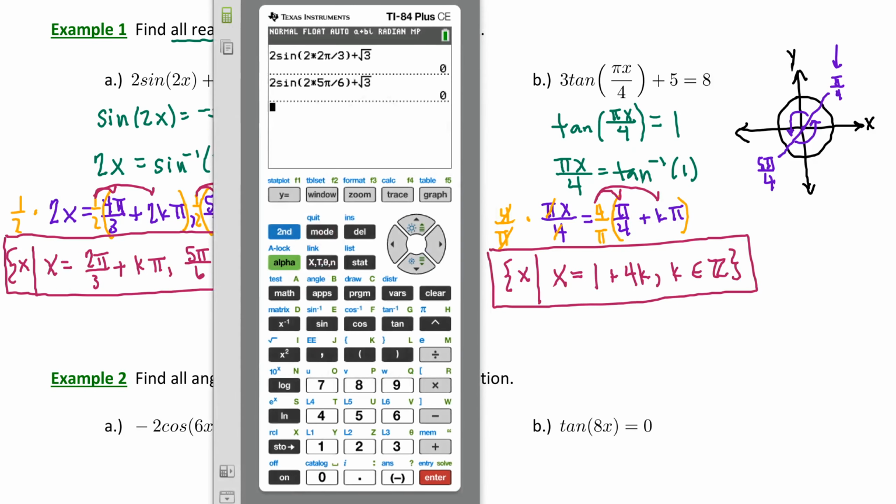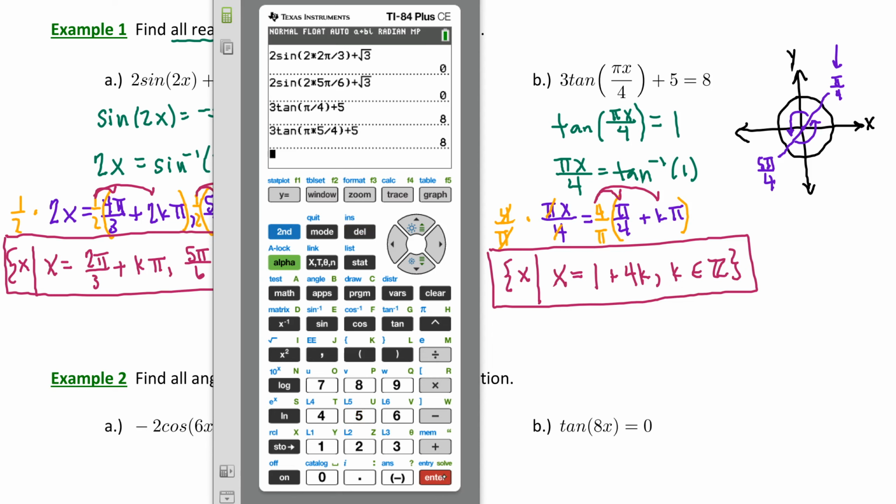Being sure that you are in radian mode, I'm going to take the first answer, x equals 1. Notice I'm using k equals 0 here. X equals 1, and I'm going to plug it into the original equation. So I have tangent of pi times 1 over 4 plus 5, and that balances the equation with 8. Now, if we take the next positive integer, k equals 1, the answer would be 1 plus 4 or 5. So again, I'm going to do the shortcut here, and I'm going to change this to pi times 5 over 4, and that one also gives me 8.